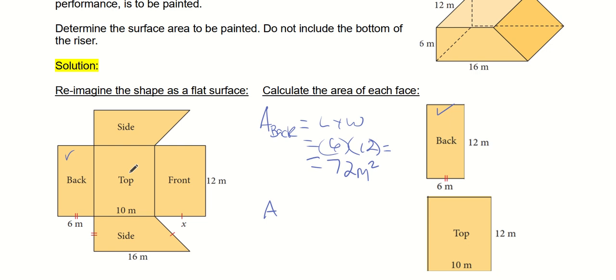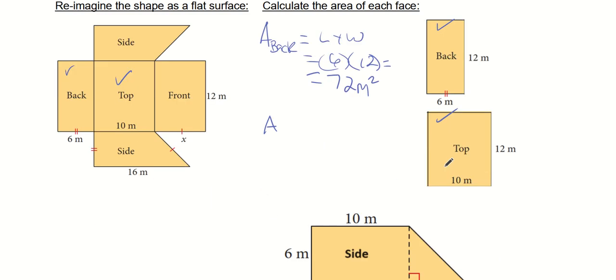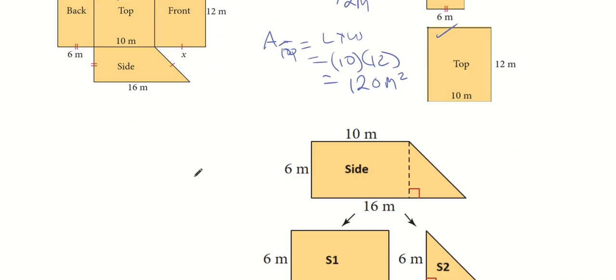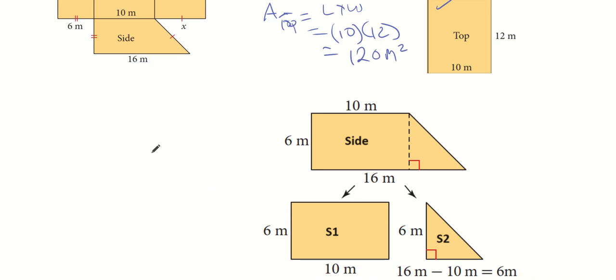Now, how about the area of the top? This part here, I drew it over here. Same thing: equals length times width. Length in this case would be 10 and width will be 12, or 12 times 10. It doesn't matter which order you go in. That gives you 120 meters squared. Oh, this is going faster than I thought.